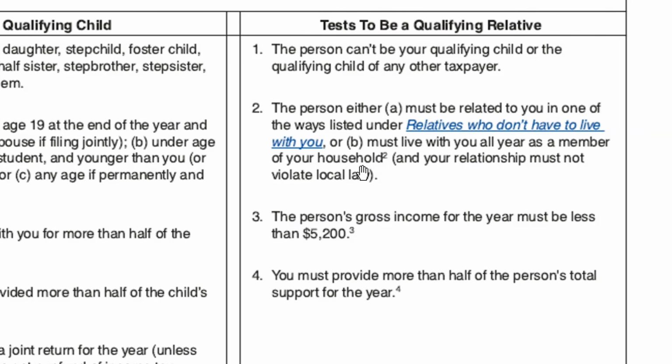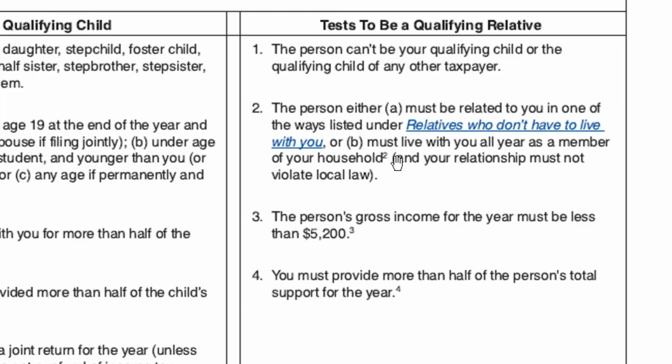So, in other words, a qualifying relative does not necessarily have to be related to you. It can be someone who's not related to you, but they lived with you all year as a member of your household, as long as that relationship did not violate local law. So, for example, let's say you are in the midst of adopting a child. They are not yet your child. The adoption is not finalized.